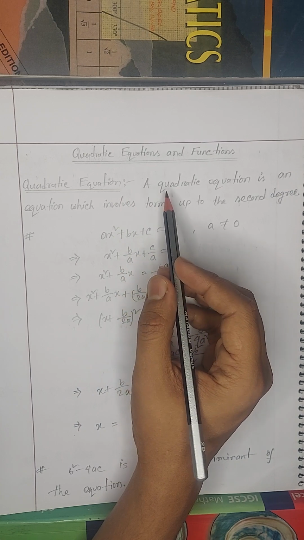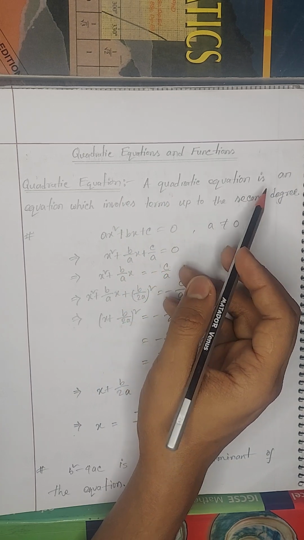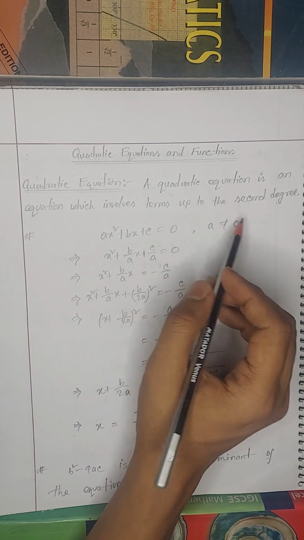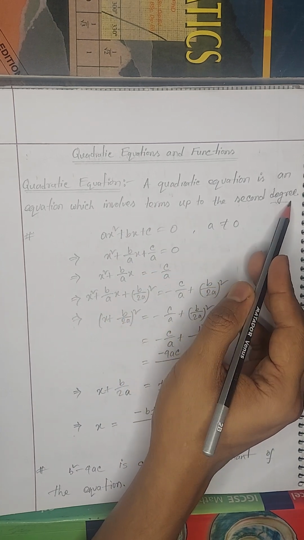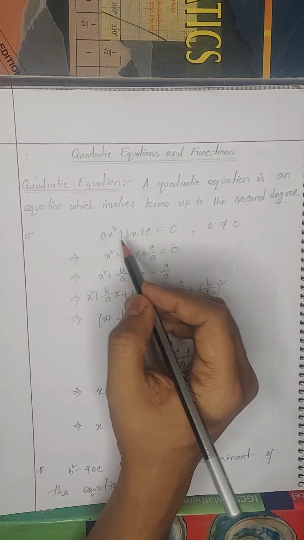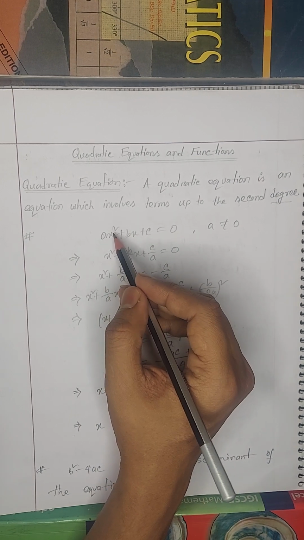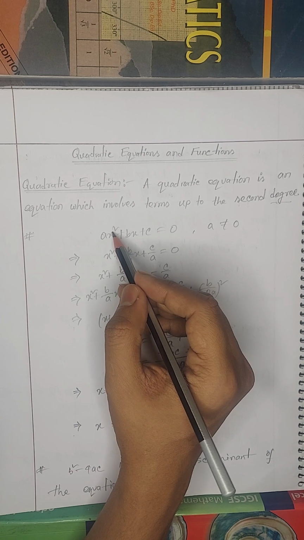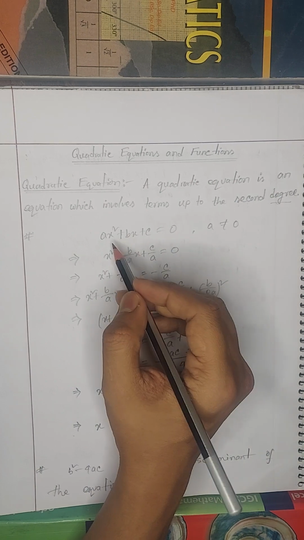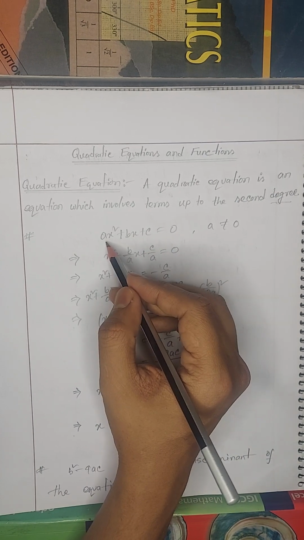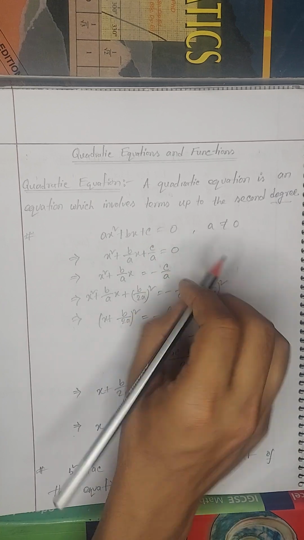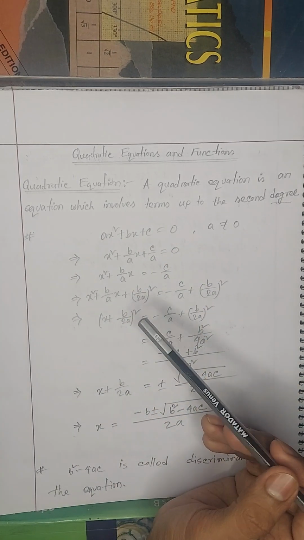What is a quadratic equation? A quadratic equation is an equation which involves terms up to the second degree, right? So this is a quadratic equation. Here, what is second degree? Degree is the power of x. So the highest power of x in this equation is called the degree. Here we see that the highest power is 2, so it is a second degree quadratic equation.